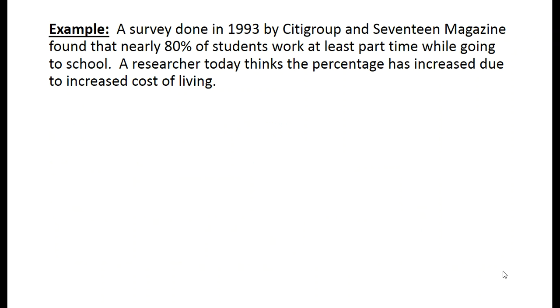Okay, one more example. A survey done in 1993 by Citigroup and 17 Magazine found that nearly 80% of students work at least part-time while going to school. A researcher today thinks the percentage has increased due to increased cost of living. Okay, so here's our famous question: is this a mean or proportion? Are we looking at an average percent of students who work, or the proportion of students who work? Because this is a percent, it pretty much lends itself to proportion.